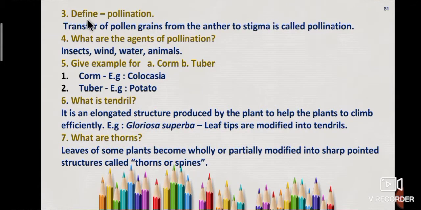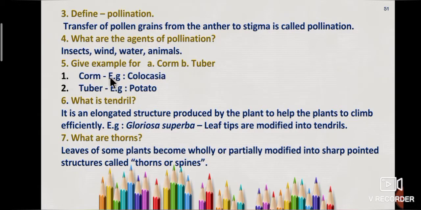Third question, define pollination. Answer is transfer of pollen grains from the anther to stigma is called pollination. Fourth question, what are the agents of pollination? Answer is insects, wind, water and animals. Fifth question, give example for a corm and tuber.